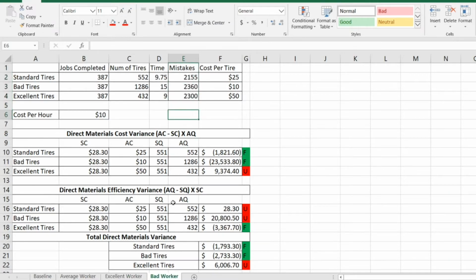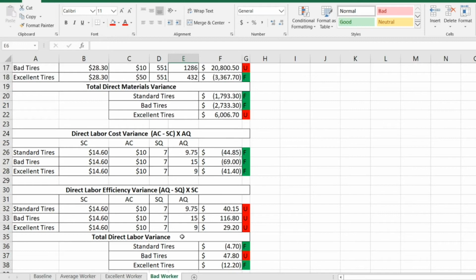One other thing that surprised me from these results was that the bad tires ended up being favorable on every single total direct materials variance. This surprised me because even though they were terrible quality and failed almost 3 times as often as the standard and excellent tires, the bad tires still ended up being the most favorable outcome overall, unless you count the average worker. He's the only exception.